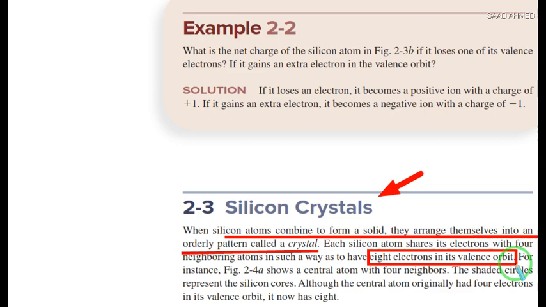Remember what a material becomes if it has 8 valence electrons in the valence orbit? Well, I guess you know it. It becomes an insulator. That is why when there is a silicon crystal, it behaves as an insulator, because all the valence orbits now have 8 electrons. I'm going to show you the diagram.